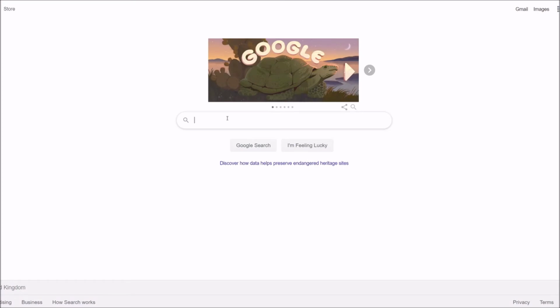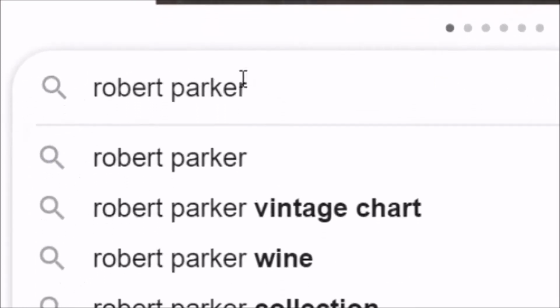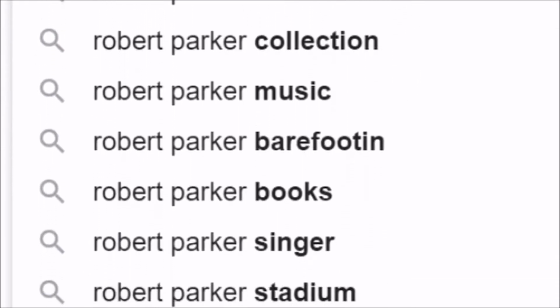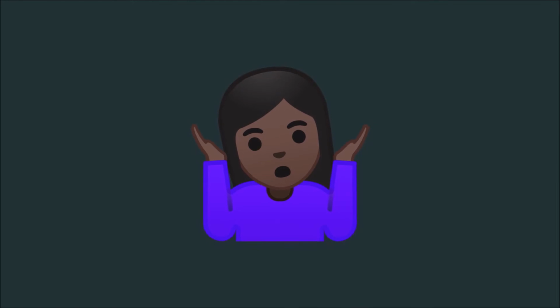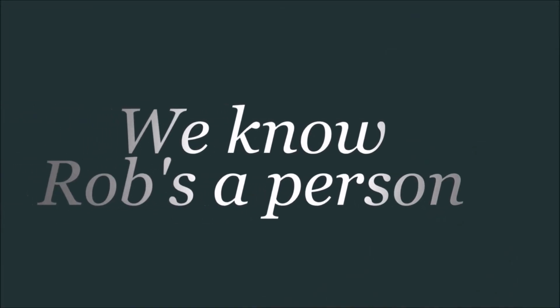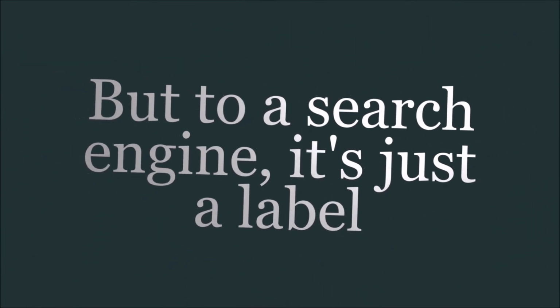Entering Robert Parker or your ancestor's name into a computer, the computer has no idea whether that's a person, a pizza, a house, something else. It doesn't work in that way. We know that Robert, myself, is a person, and we enter the name into the search engine knowing that that's a person we're looking for. But the name that you enter is just a label for the computer in the search engine.